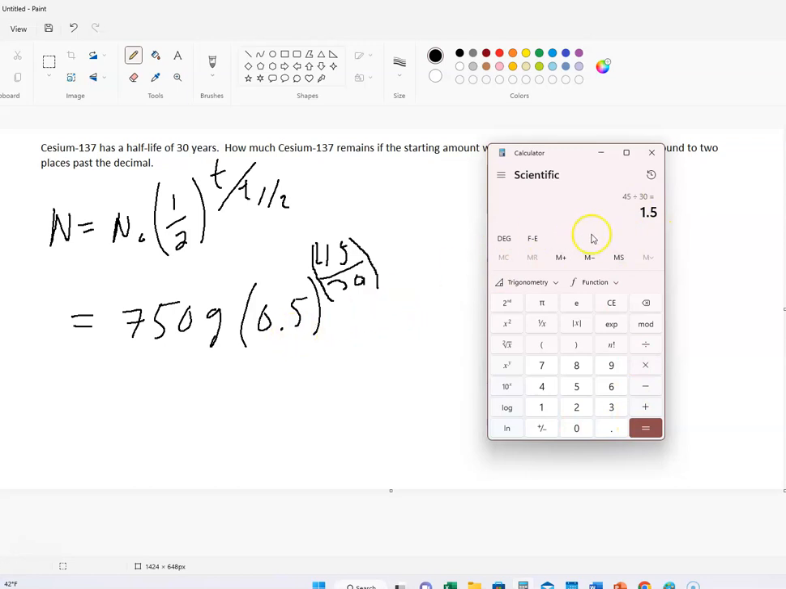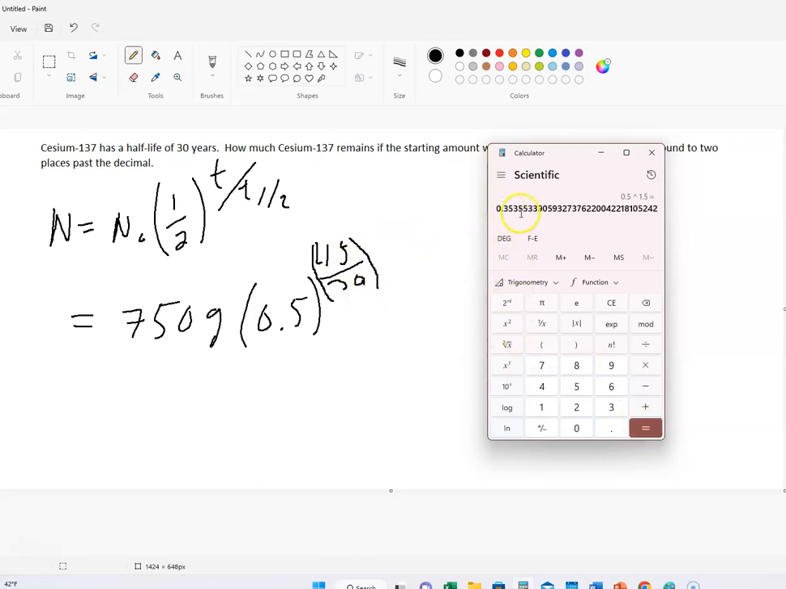So 1/2 to the 1.5. You have to know how to raise something to a power in your calculator. So 1/2, which is 0.5, you hit the x to the y, and y is 1.5, which is what 45 divided by 30 is.